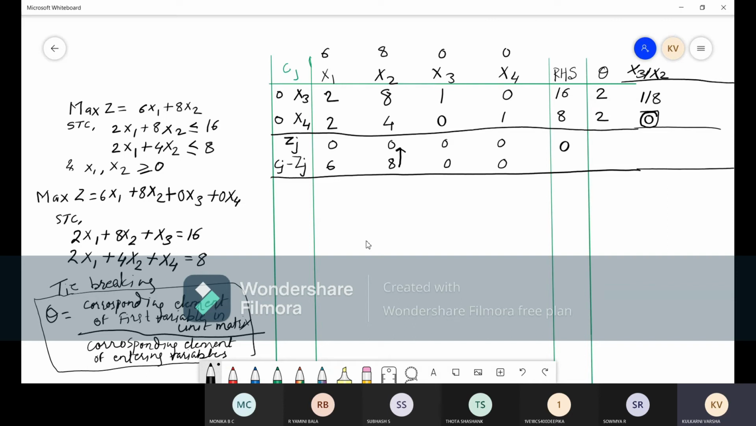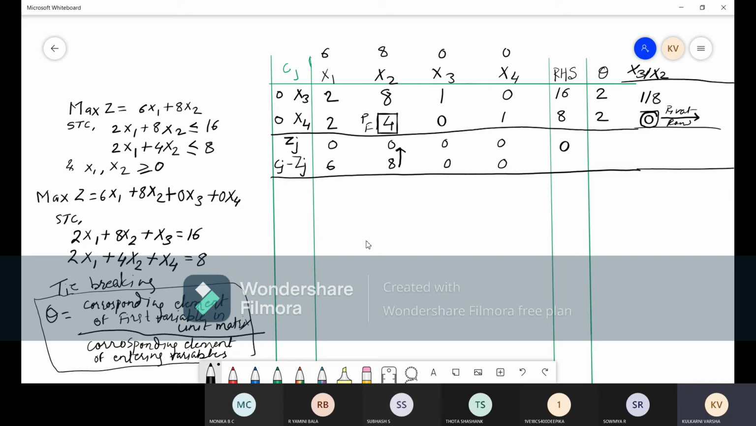So as x4 is leaving, we have to show that x4 is leaving, and this is nothing but the pivot row. So this is your pivot row, right? Same way, you have to find out which is the pivot element. This is your pivot element because it is intersecting the entering element and the leaving element, right? Leaving variable. So this is your pivot element. PE, fine.